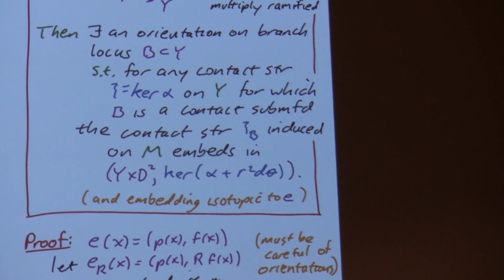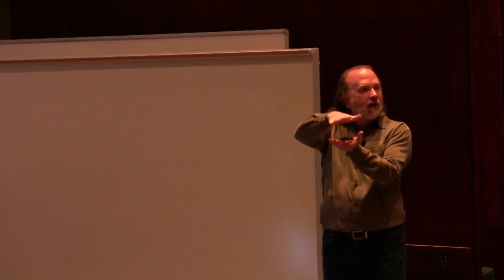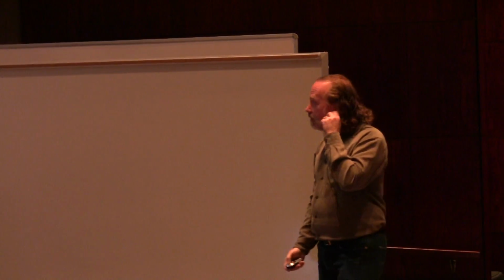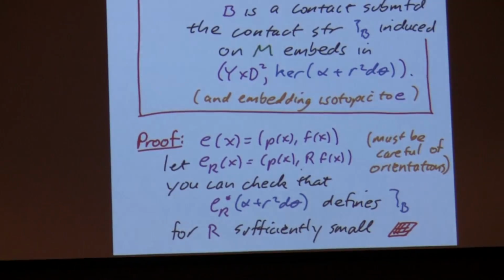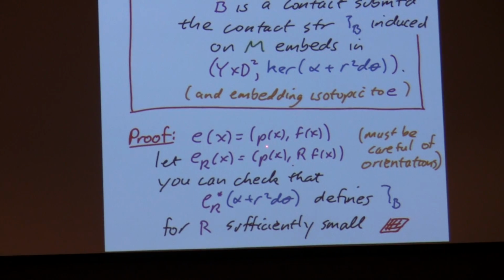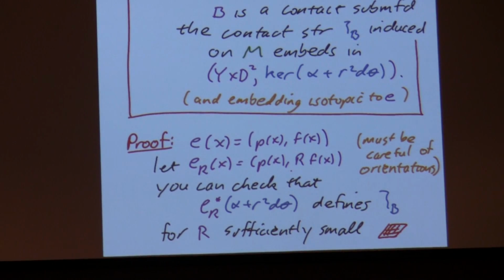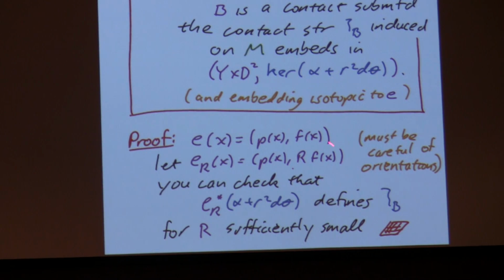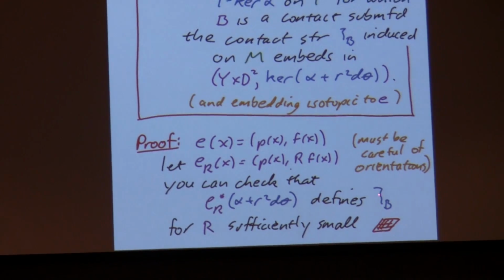In fact, all you've done is the embedding. You just start with the embedding E, and you start to crush M down toward Y cross a point. And the proof, well, I say the proof is very easy, but of course I left out all the details. I claim basically if you just look at this, your embedding is just some map P, F into Y, D. And if you look at E sub R, you scale the F factor. I claim that if you just pull back this contact form by this, you get precisely the branch cover thing.